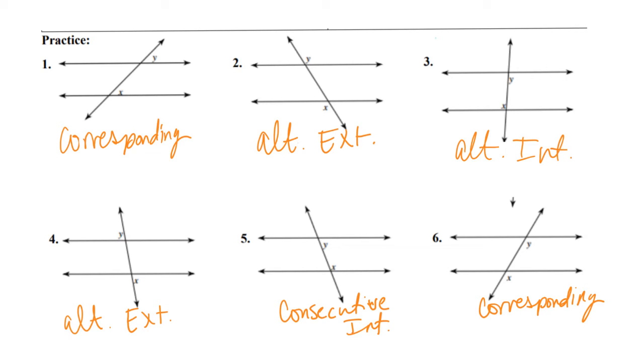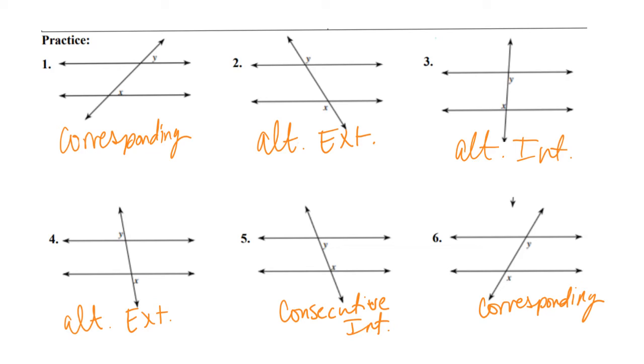All right, go ahead and check your answers, see how you did. Numbers 1 and 6 are corresponding because they are on the same side of the line and in the same position at both intersections. Alternate exterior for number 2 because they're on the outside of the parallel lines and opposite sides of the transversal. 3, alternate interior, opposite sides of that transversal, but they're inside those parallel lines.